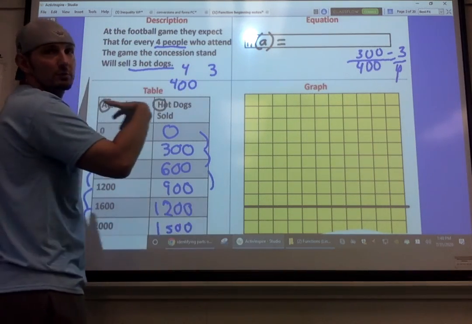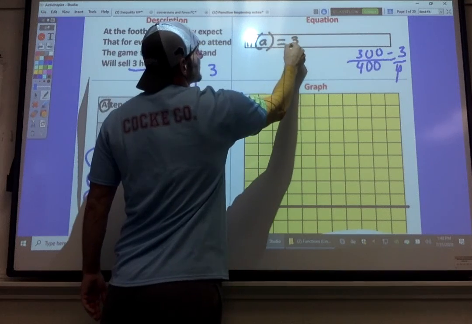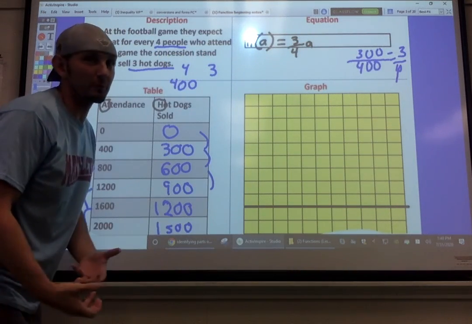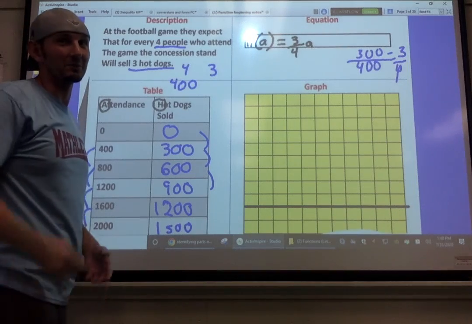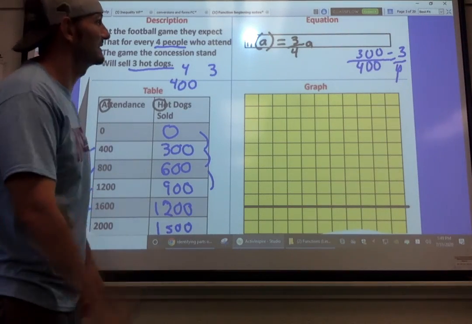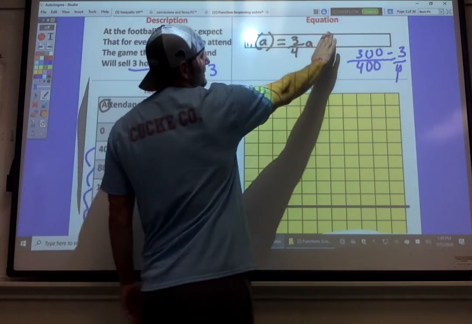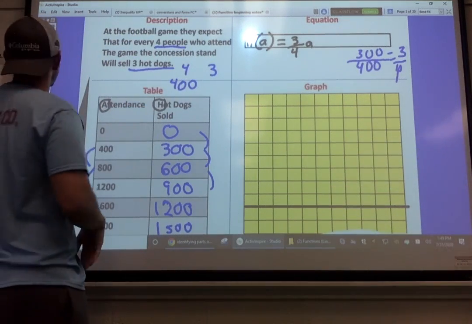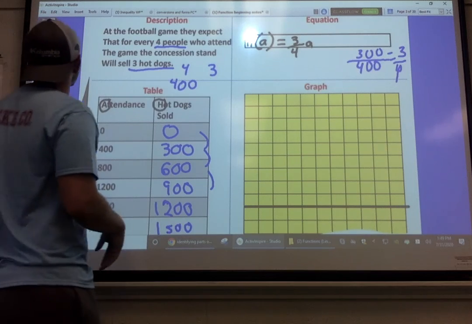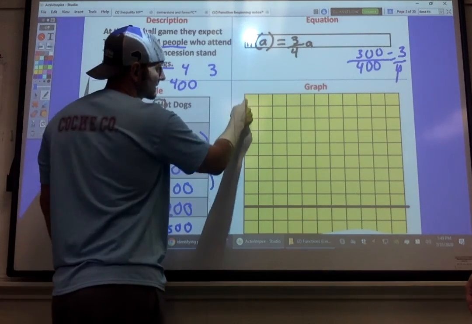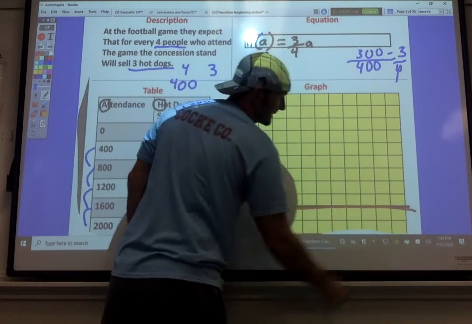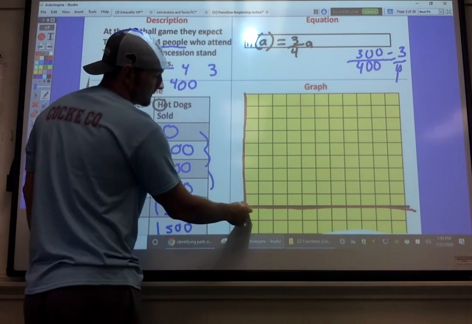And again, our slope's what we want next. So 3/4 A. So every 3/4 of a person, there's a hot dog sold. Dang, that's going to be hard to do. And there's no y-intercept, so we're starting at 0, so 0, 0. So if we go to graph this, we're going to start on our y-axis and the x-axis, which I'll just go ahead and make it red, at 0, 0.